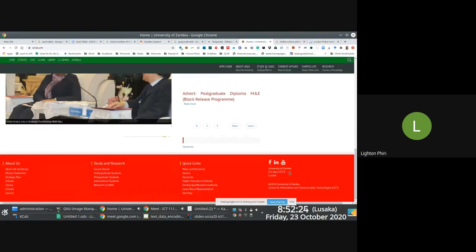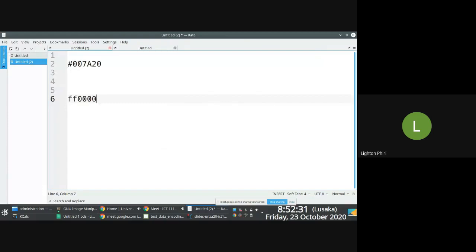We should write to UNZA and tell them, please change the background color to FF0000. That would be nice, I guess. Change it, and they'll think you're smart. No, they won't.